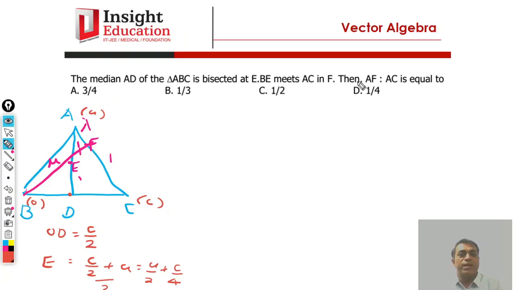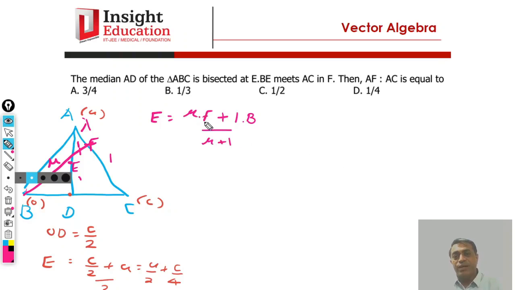Now our aim is to find AF and FC. So for AF and FC, write the equation. For point E, we know the position vector E. So position vector OE is equal to mu into F plus 1 into B, divided by mu plus 1.